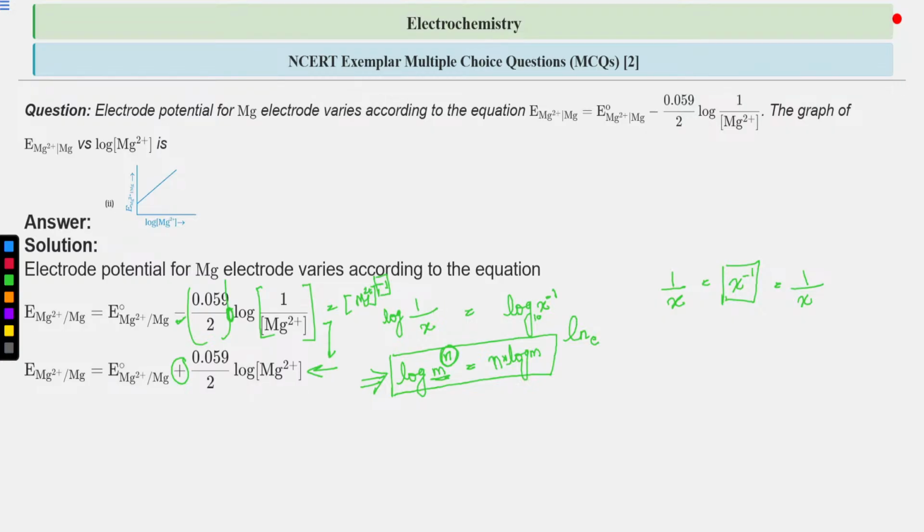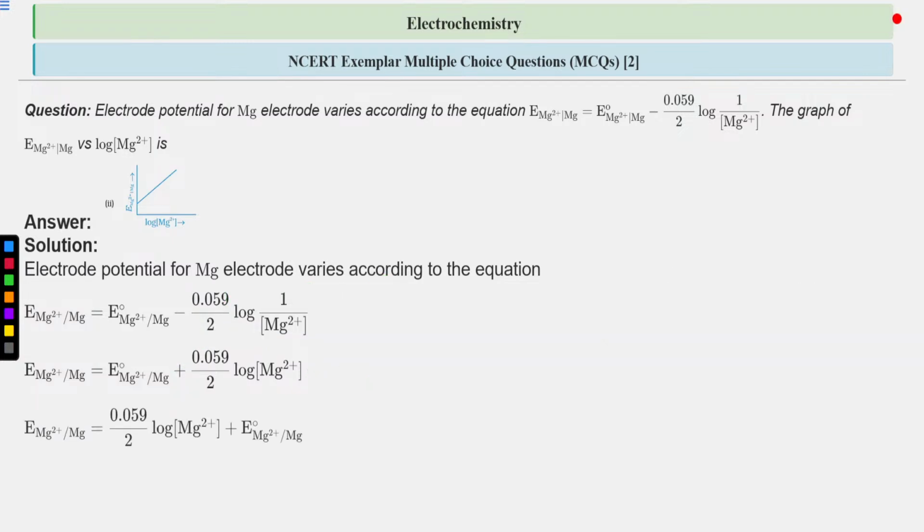If I should repeat again. Okay, so this is the simple simplification. We just have simplified this equation already given in the question. We use the log property and put the minus 1 in the power to the product form. Minus minus will become plus, so that's why we are writing a plus here. So E equals E naught plus 0.059 by 2 log of magnesium 2 positive.